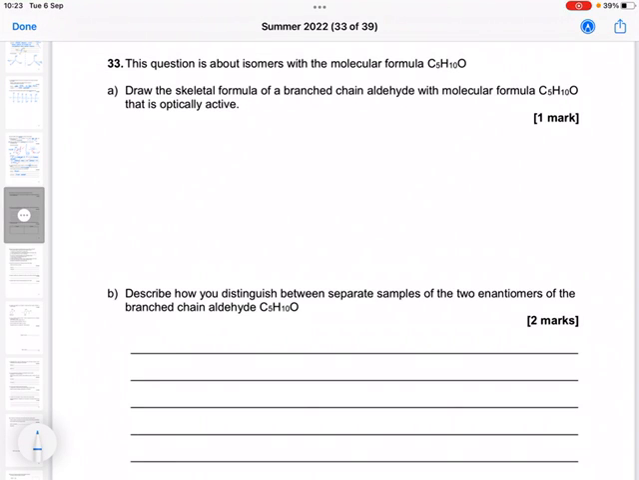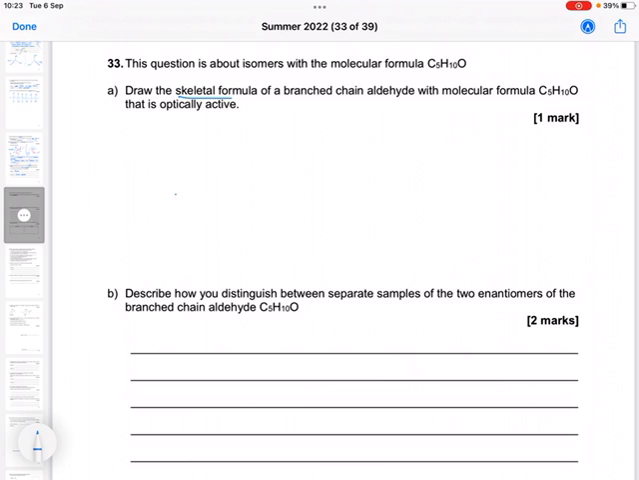This question is about isomers with the molecular formula C5H10O. Draw the skeletal formula of a branched chain aldehyde with the molecular formula C5H10O that is optically active. Okay, I need to work this out before I draw the skeletal formula.